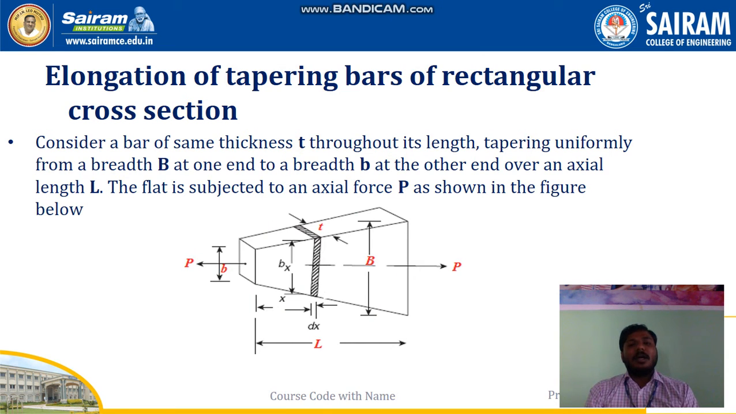So next one is about the elongation of tapering bars for rectangular cross section. Now we have seen it for a circular cross section. Next we are going to see it for the rectangular cross section.